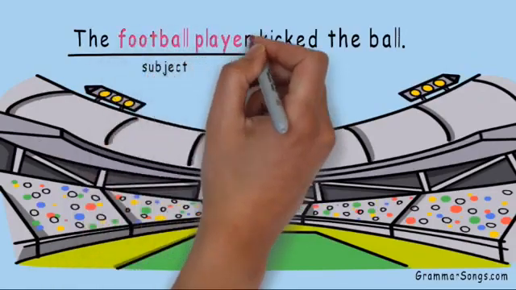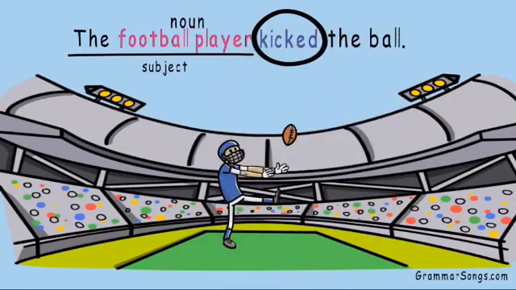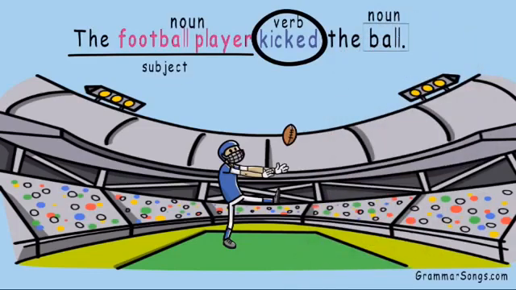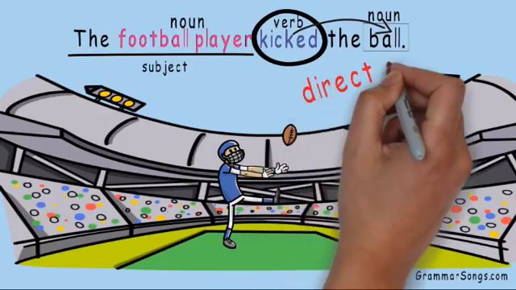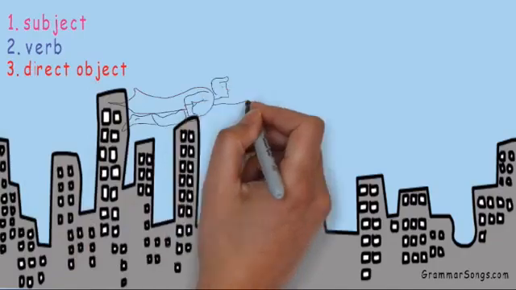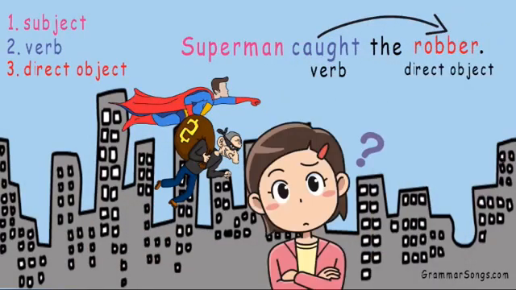A football player is a noun. Kicked is the action that the football player is performing. Kicked is a verb. Ball is another noun in the sentence, but it isn't the subject. Since it is receiving the action of the verb kicked, it is known as the direct object. Finding the direct object is usually easy, since it often follows the verb in the sentence. But sometimes an indirect object can make things a little tricky.